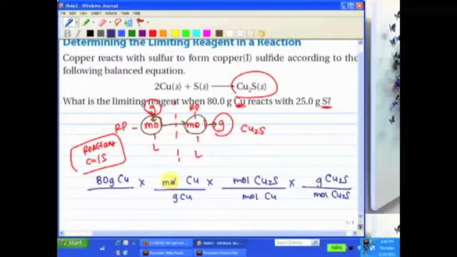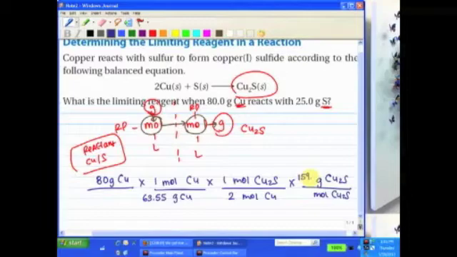Moles to grams, you look up in the periodic table. For every 1 mole, there's 63.55 grams. I found this from the periodic table. Moles to moles, you look at your equation. Next to Cu2S, there's no number there, so that's where 1 goes. Next to Cu, you see the number 2. That's where 2 goes. Grams to moles, look up in your periodic table.